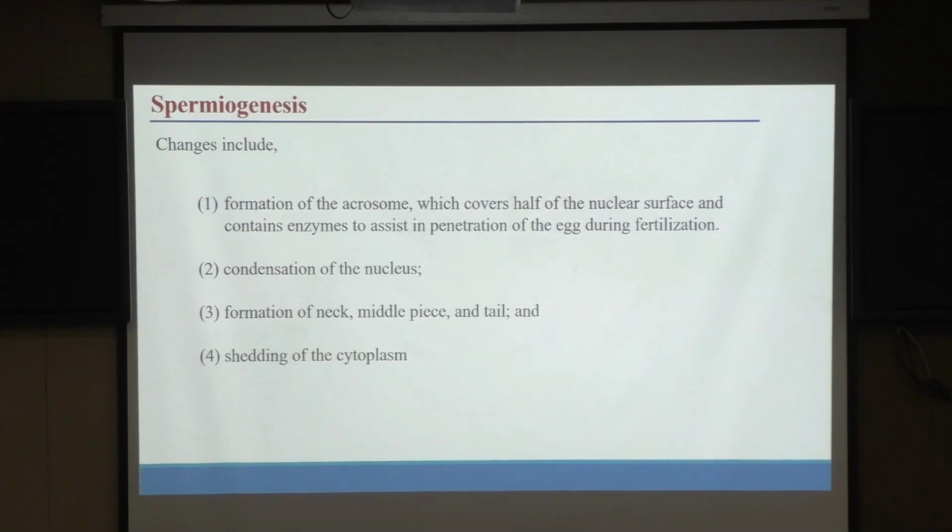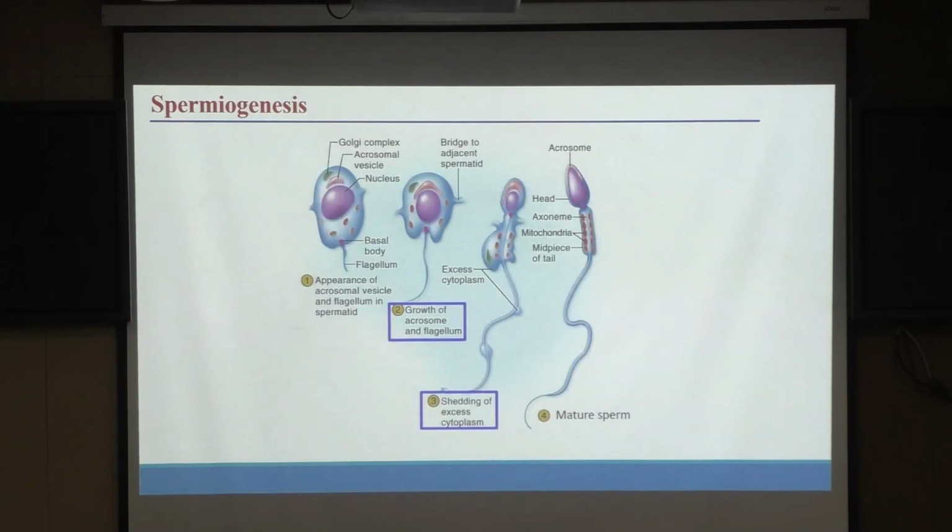And formation of neck, middle piece and then tail. And lastly, the shedding of cytoplasm. Okay, so this process is called spermiogenesis. If you see a picture of how it looks, this is how a spermatid gets differentiated into a mature sperm.